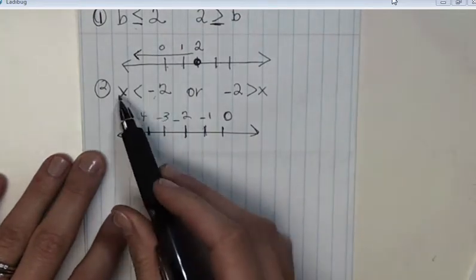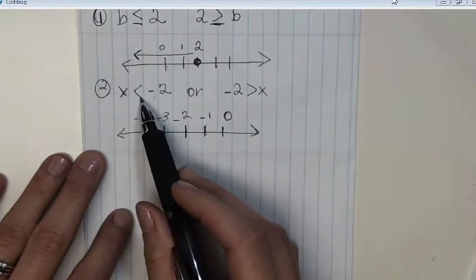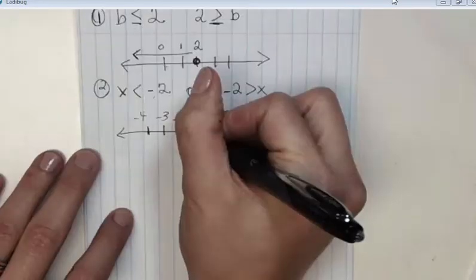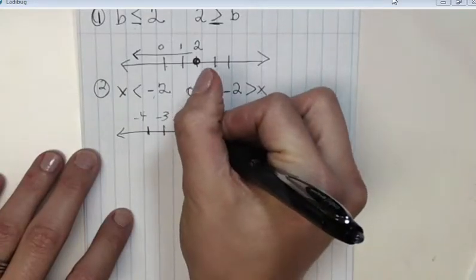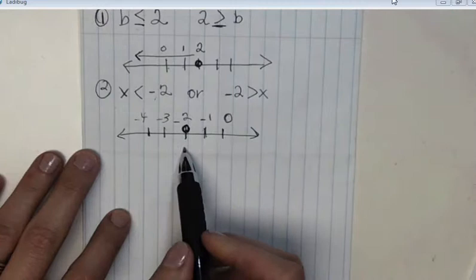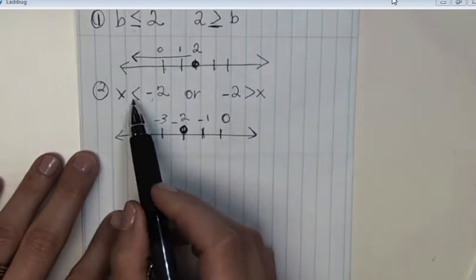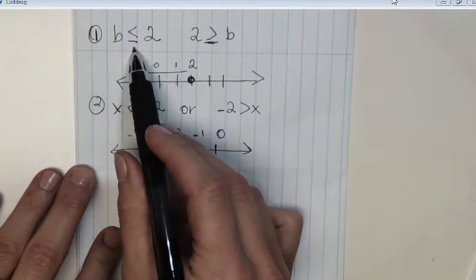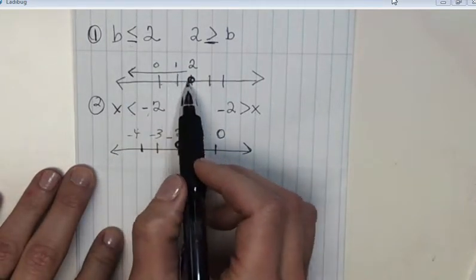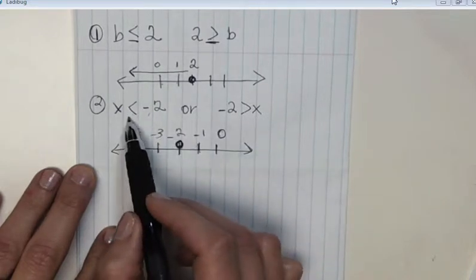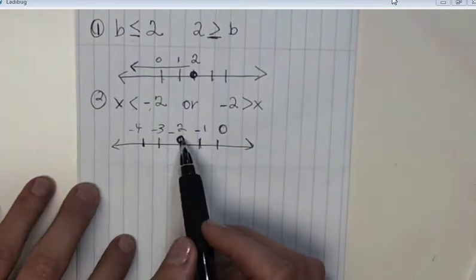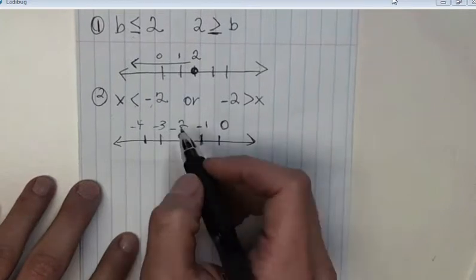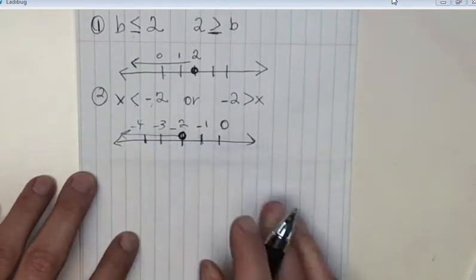So x is less than negative 2. So here's your negative 2. Notice the circle is open. It is open because there's not an equal to sign. There's an equal to sign up here, and so we closed in the circle. Down here, there's not an equal to sign. It has to be smaller than negative 2. It cannot be negative 2. So now you do an open circle.